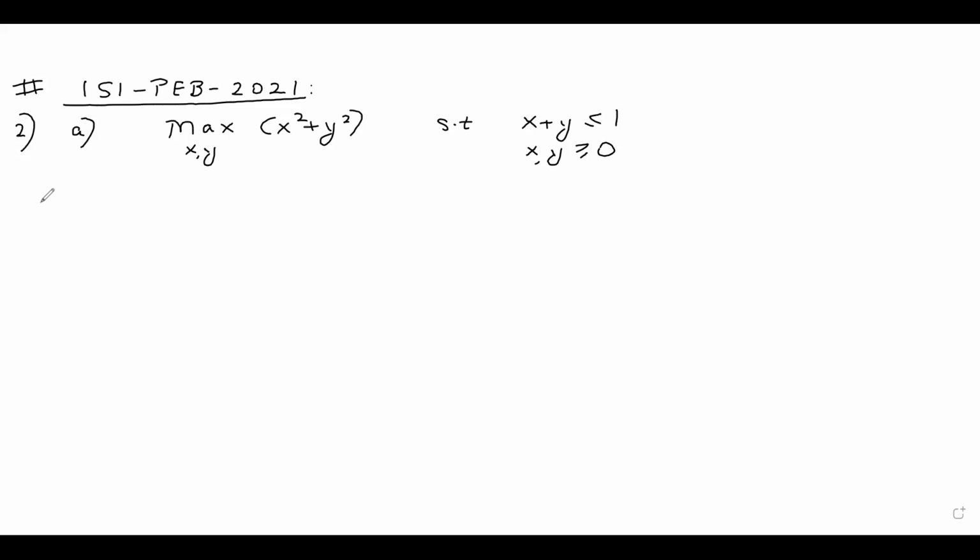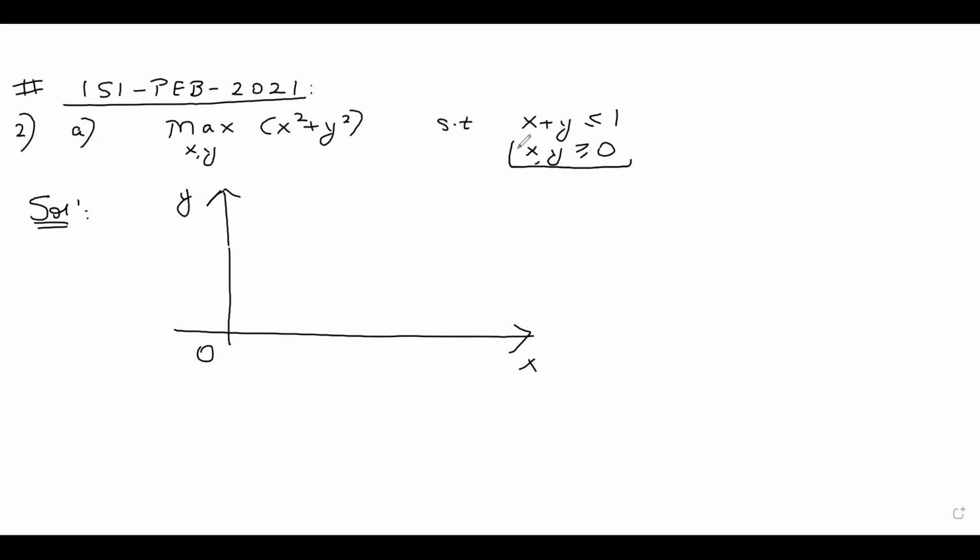Okay, and suppose I plot the set S. I'm drawing a graph where I plot the set S. This is x, this is y. x and y greater than equal to 0 means first quadrant. Everything is in the first quadrant only. And x plus y less than equal to 1. So guys, if I plot x plus y equal to 1, when x is 0, y is 1. When y is 0, x is 1. So the line passes through (1, 0) and (0, 1).